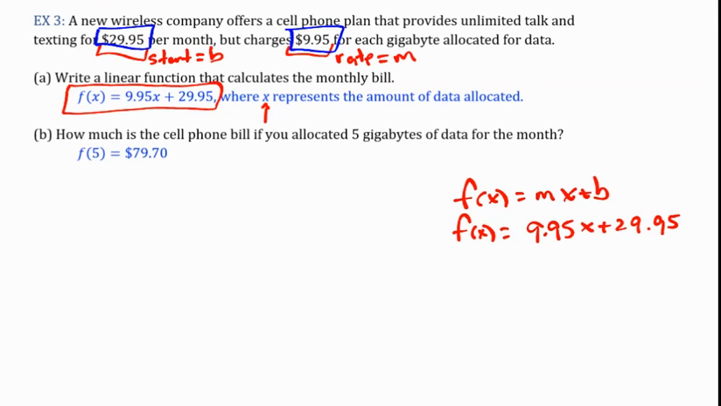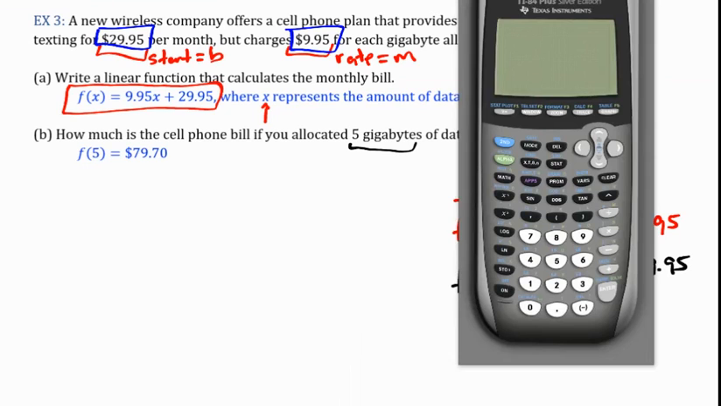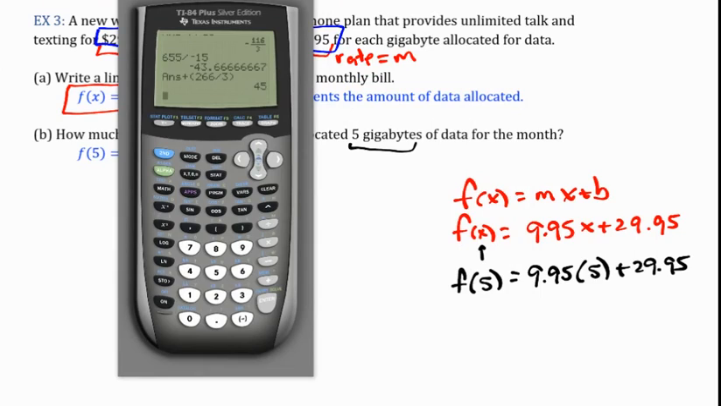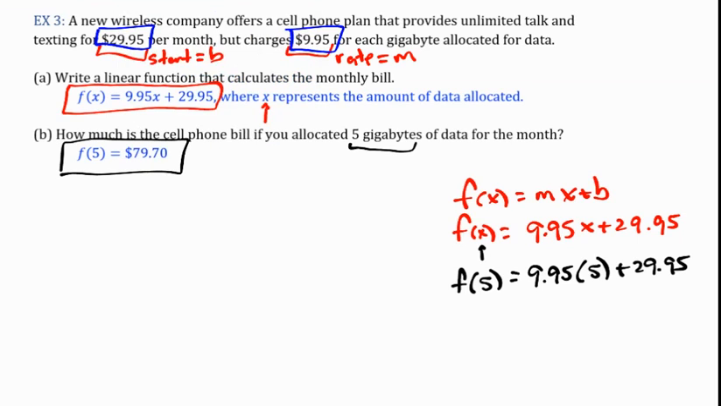Part B asks, how much is the cell phone bill if you allocated 5 gigabytes of data for the month? So because the x is the amount of data, and we're talking about 5 gigabytes, we're going to evaluate f of 5, which means 9.95 times 5 plus 29.95. 9.95 times 5 plus $29.95 gives us $79.70 for the cell phone bill, and that's what we have here.